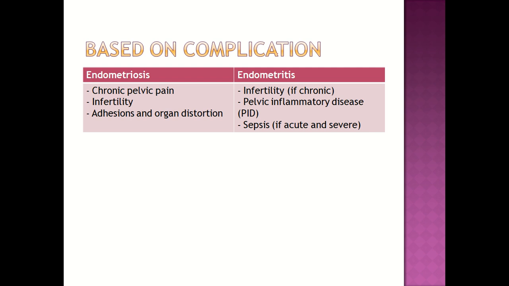Based on complication, endometriosis results into chronic pelvic pain, infertility, adhesion, and organ distortion, while endometritis will result into infertility if chronic, pelvic inflammatory disease, sepsis if acute and severe.